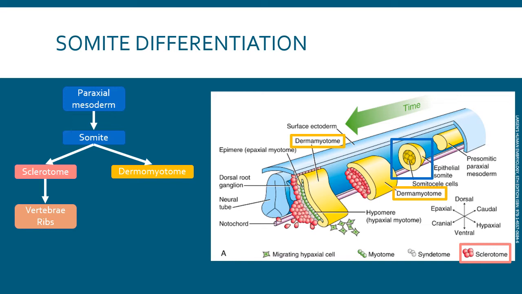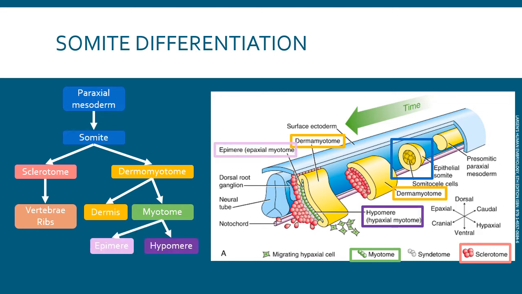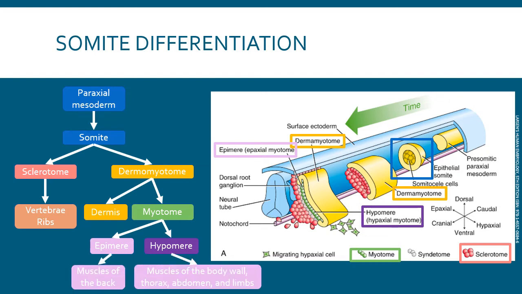The vertebrae and the ribs are derived from the sclerotome, whereas the dermomyotome produces the dermis and the myotome, which goes on to form the epimere and the hypomere. The epimere will go on to form the muscles of the back, whereas the hypomere will form the muscles of the body wall, the thorax, abdomen, and limbs. But we're going to go back to the sclerotome and highlight that particular process.